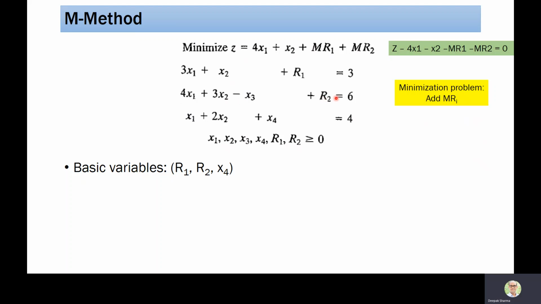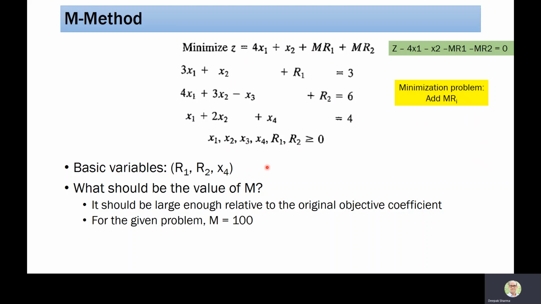Then let me take equation 2. In this case, I have a surplus variable and an artificial variable. So the thumb rule is whenever there is an artificial variable, we should take it first. That's why in equation number 2, we have taken r2 as our basic variable. Now in equation number 3, it is very straightforward because it is a slack variable, so we have taken x4 as our basic variable. So r1, r2 and x4 are our basic solution variables and the rest of the variables are non-basic variables.